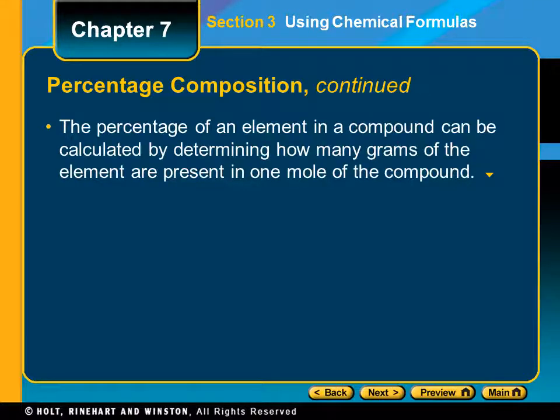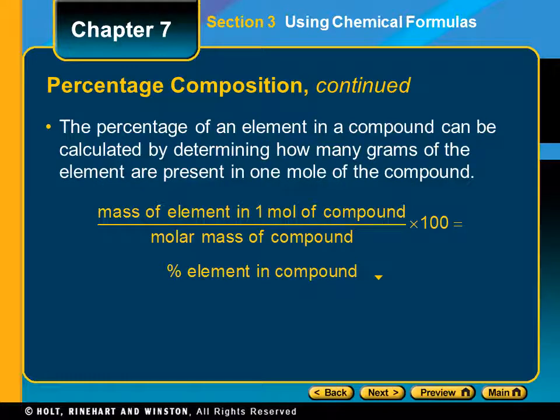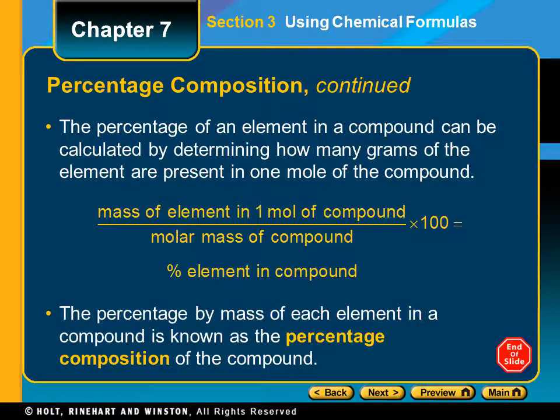The percentage of an element in a compound can be calculated by determining how many grams of the element are present in 1 mole of the compound. So mass of element in 1 mole of compound divided by molar mass of compound times 100 gives you percent of element in the compound. Then the percentage by mass of each element in a compound is known as the percentage composition of the compound. Again, we've done these kinds of problems.